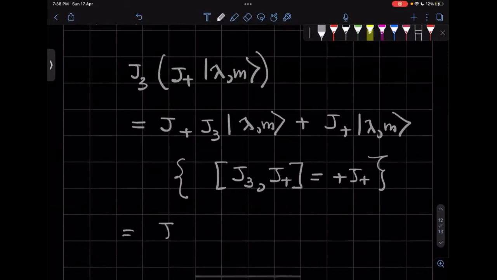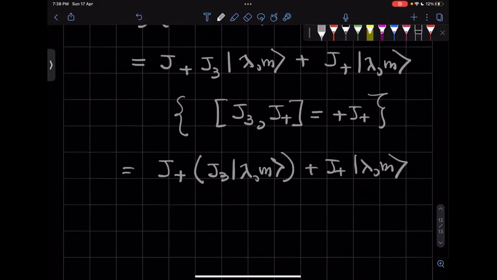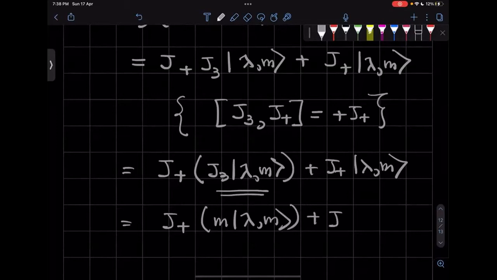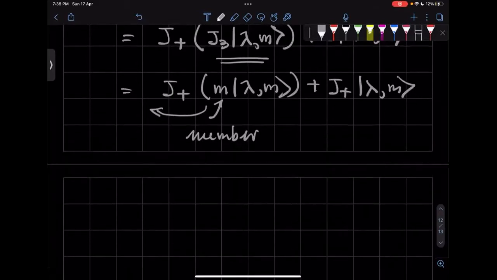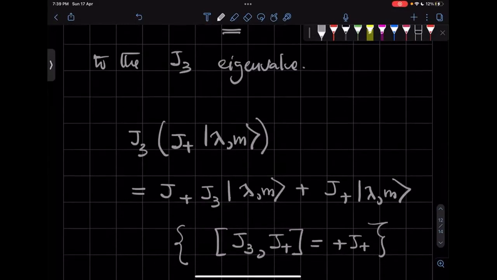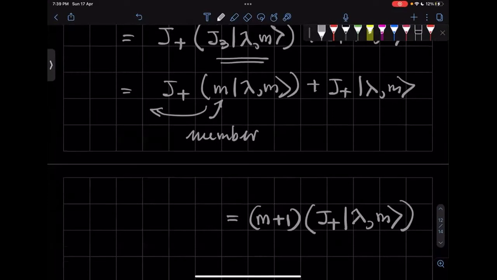So now the right hand side, we can write this as J plus J3 acting on lambda m, and then J plus acting on the state lambda m, the vector. But this is an eigenvector with eigenvalue m. So we get J plus times m lambda m plus J plus lambda m. But this is just a number, so we can bring it out in the front. And if you do this, we get m plus 1 times J plus acting on lambda m. So what was on the left-hand side? The left-hand side was J3 acting on J plus lambda m.